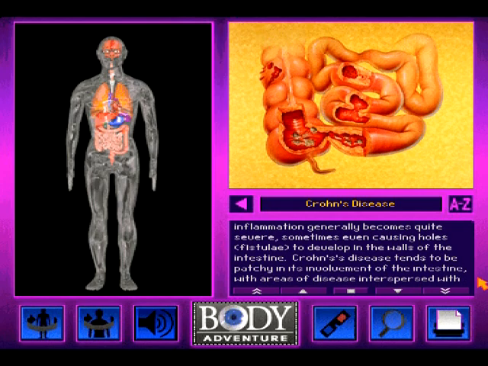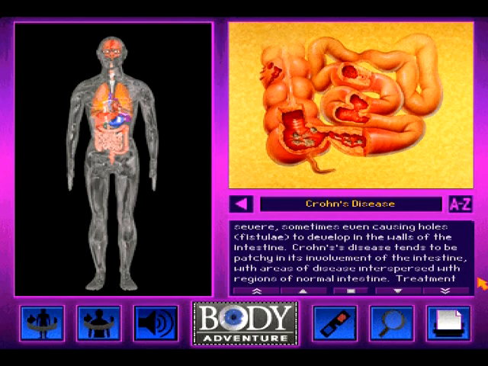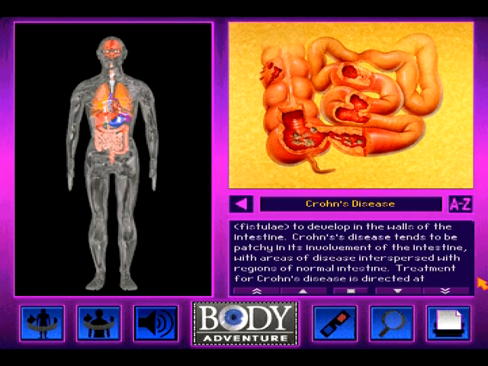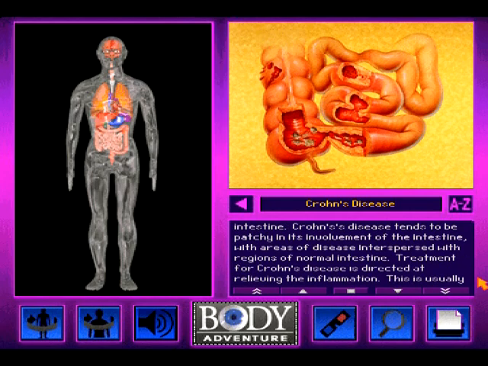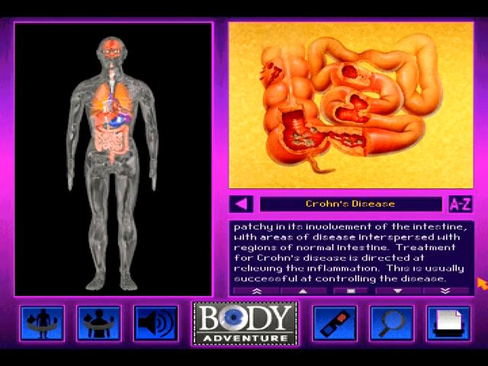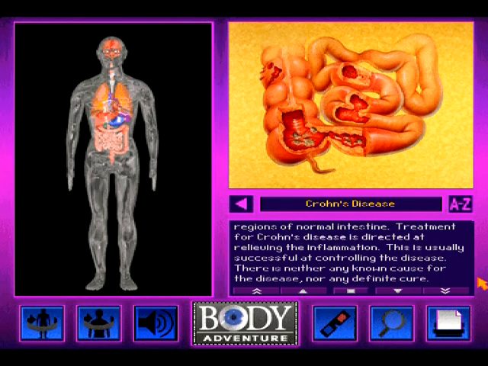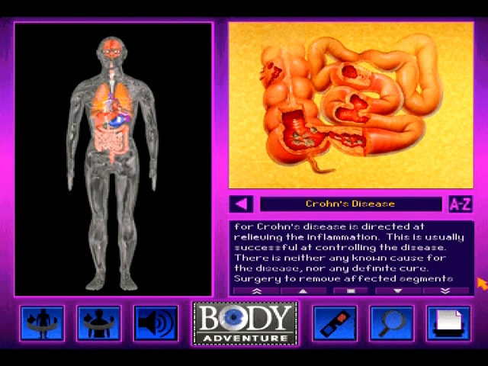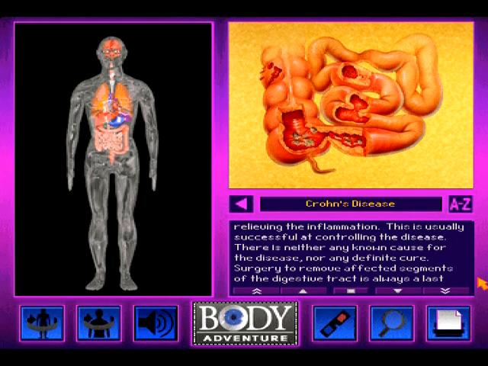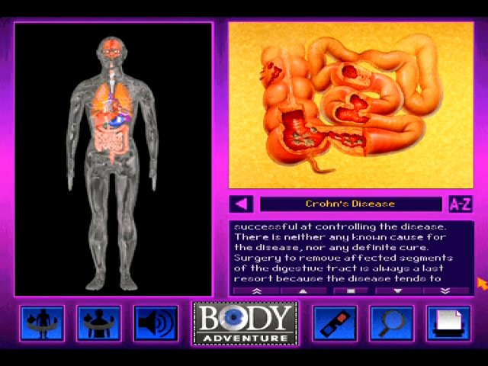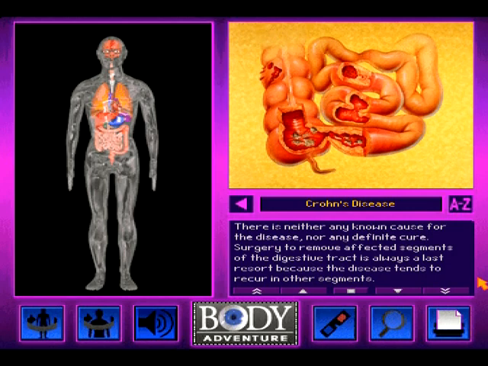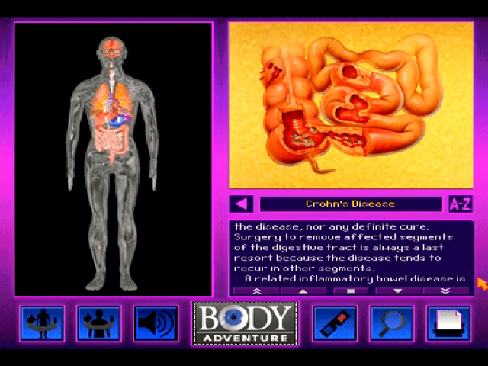Crohn's disease tends to be patchy in its involvement of the intestine, with areas of disease interspersed with regions of normal intestine. Treatment for Crohn's disease is directed at relieving the inflammation. This is usually successful at controlling the disease. There is neither any known cause for the disease nor any definite cure. Surgery to remove affected segments of the digestive tract is always a last resort because the disease tends to recur in other segments.